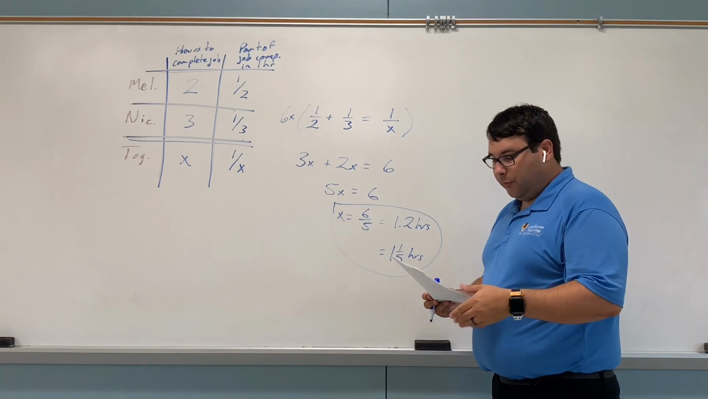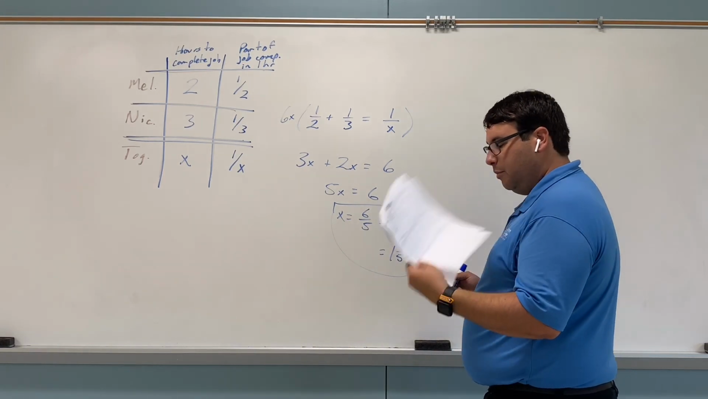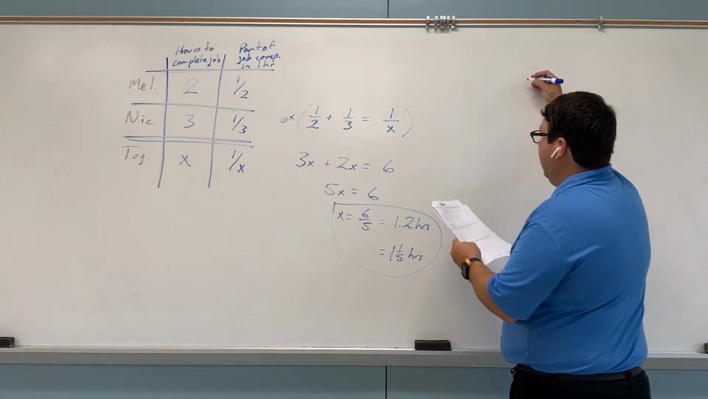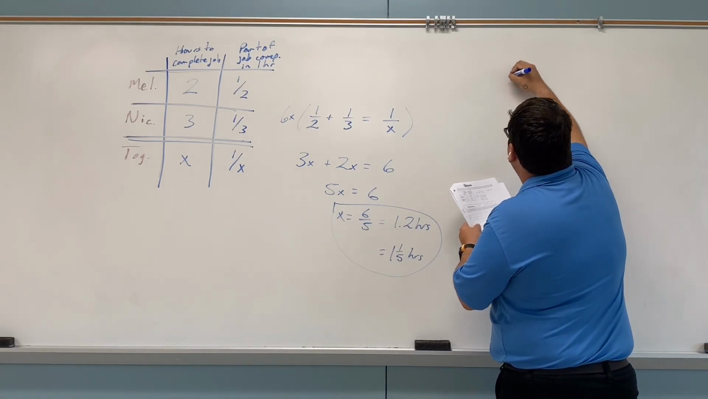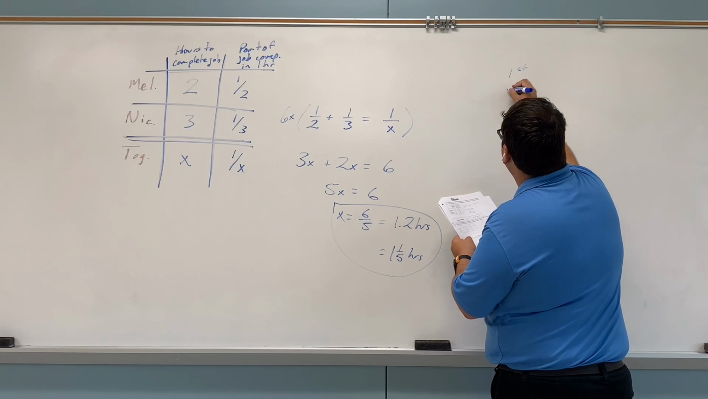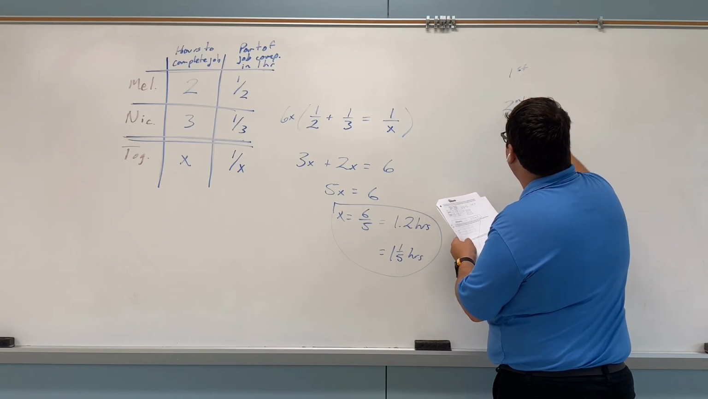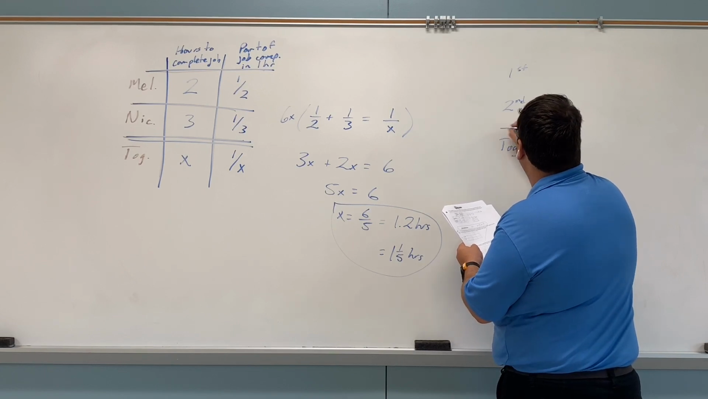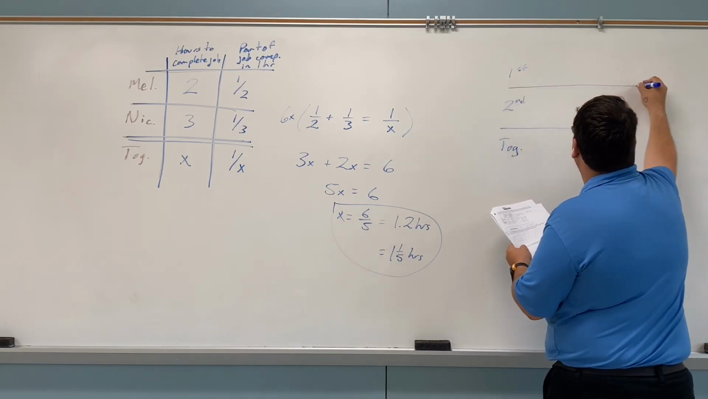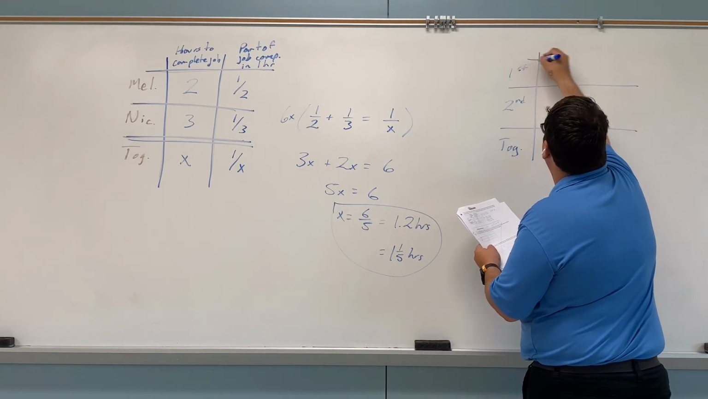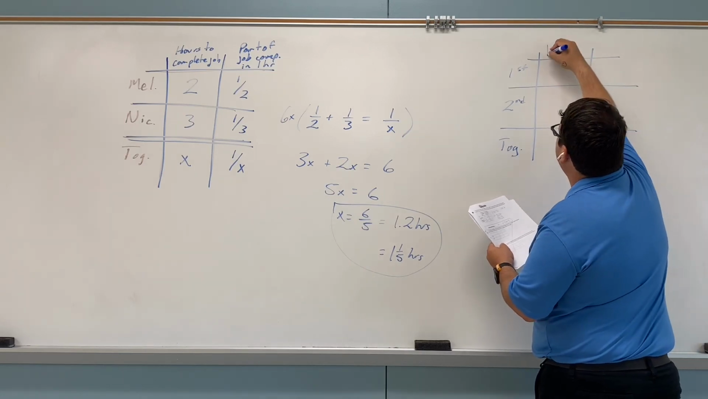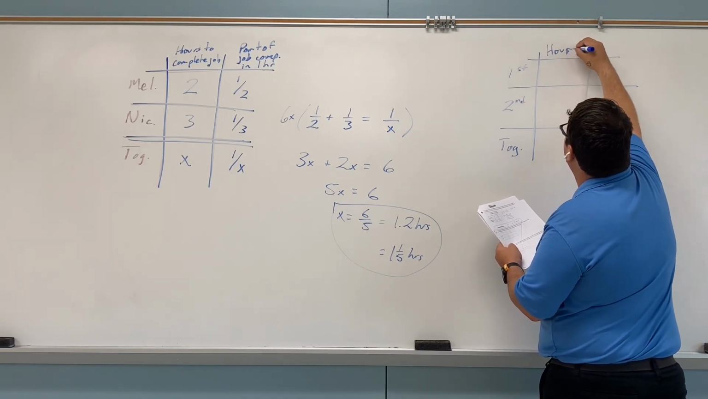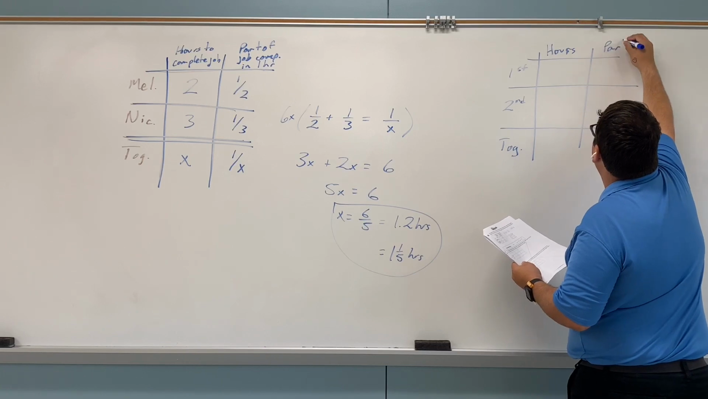So here's what we're going to do. I have a table that's already provided for you, so we are going to work on that. We have our first custodian, we have our second custodian, we have a together time. So the hours to complete the job and the part of the job in 1 hour.